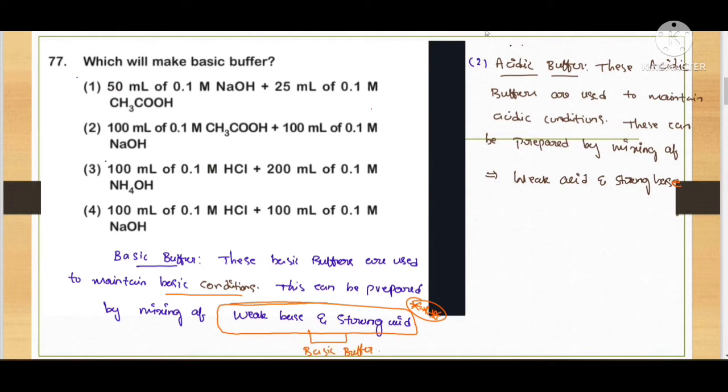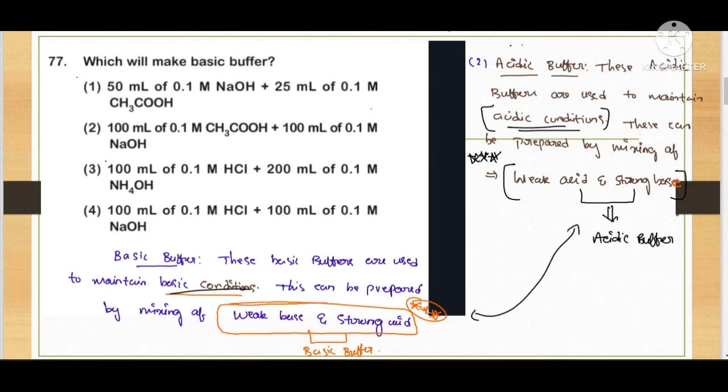Here, an acidic buffer is used to maintain acidic conditions. Basic buffer maintains basic conditions. Acidic buffer maintains acidic conditions. These can be prepared by mixing a weak acid and a strong base. This condition is very important. Why? Because mixing a weak acid and a strong base forms an acidic buffer. By this concept, you can eliminate the following options.